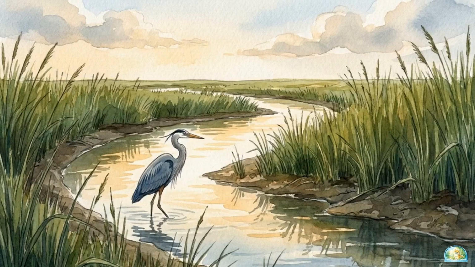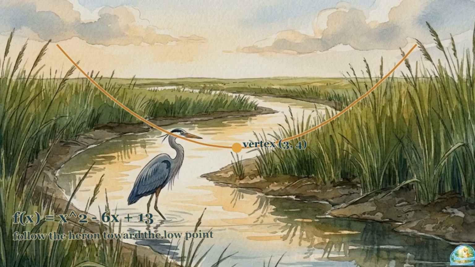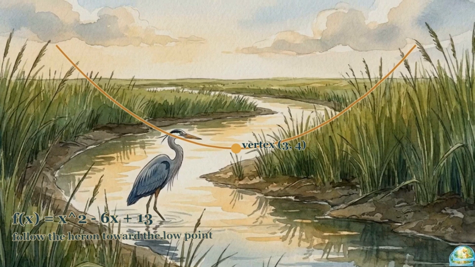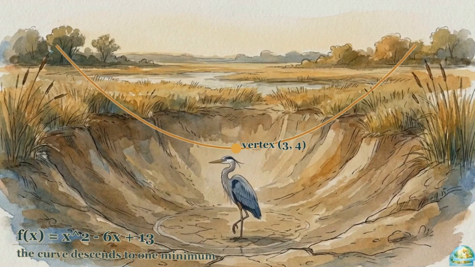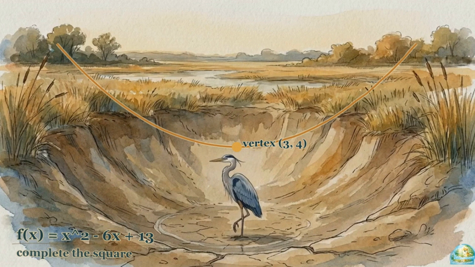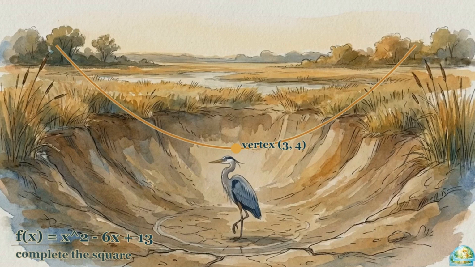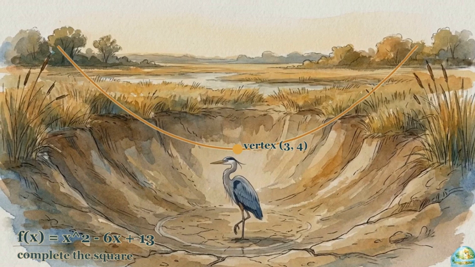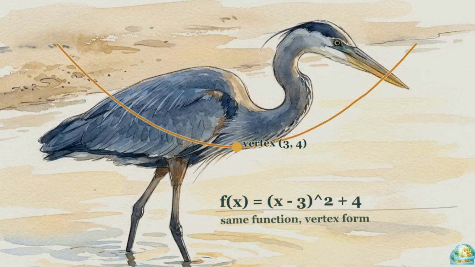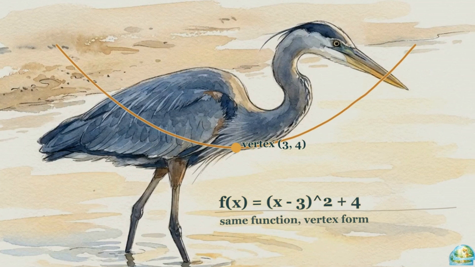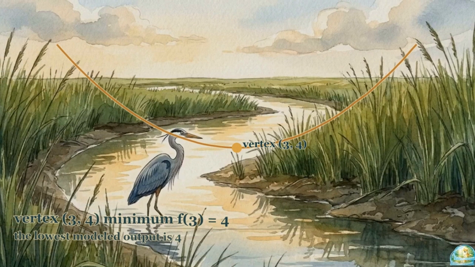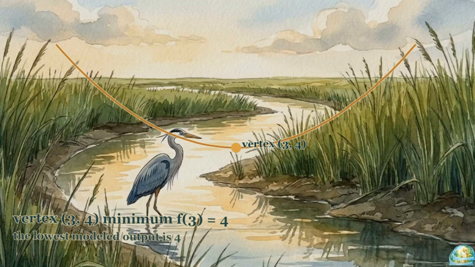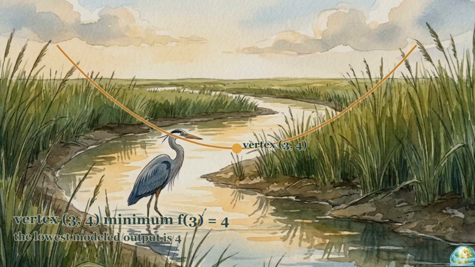Following a heron further into the marsh, we find a different curve. This waterway dips down into a low path defined by the equation f of x equals x squared minus 6x plus 13. To find the absolute lowest point, complete the square, rewriting the equation into vertex form. f of x equals x minus 3 squared plus 4. This squared part is always 0 or positive, so the minimum value is 4, happening exactly when x equals 3.